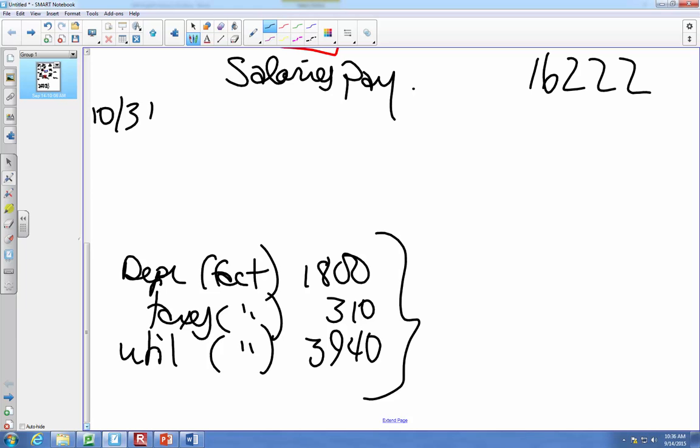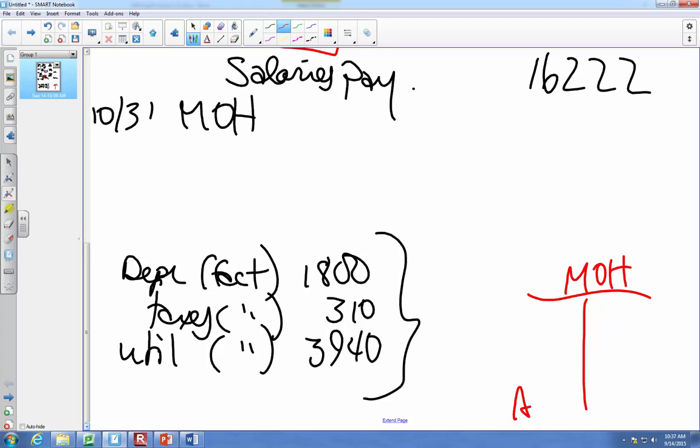Manufacturing overhead. Actual or applied? Actual. These are all examples of actual manufacturing overhead. What do we do with actual manufacturing overhead? We debit manufacturing overhead. And how do I know that? Because actual goes on the debit side, right? And applied goes on the credit side.